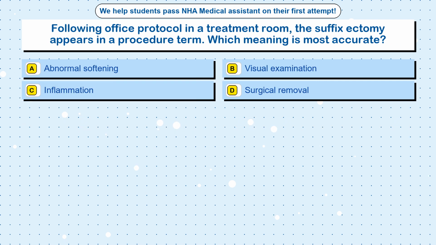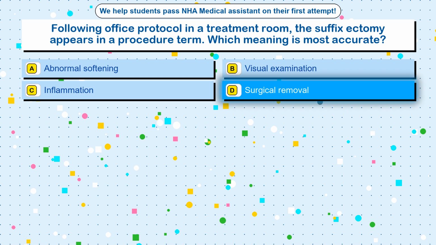Question 20. Which action comes first when using an automated external defibrillator in this certification review scenario? Option A, turn on the device and follow the prompts. Option B, remove the device after one prompt. Option C, place pads without checking the device instructions. Option D, give water to the unconscious patient. The correct answer is option A.